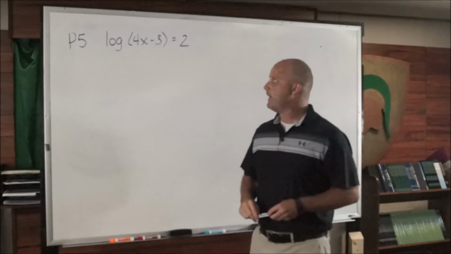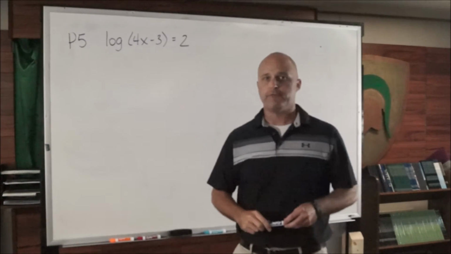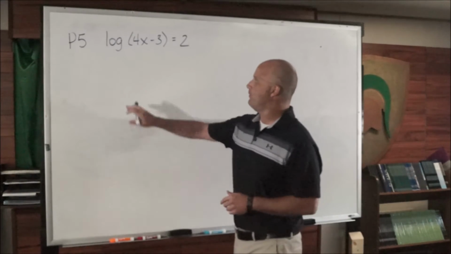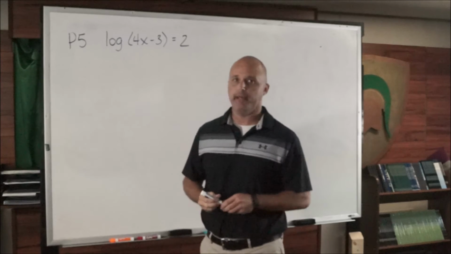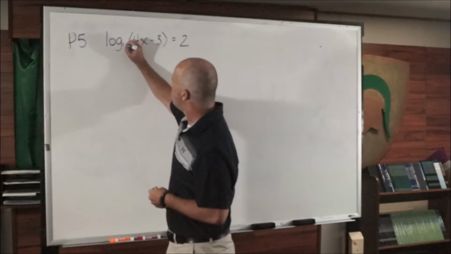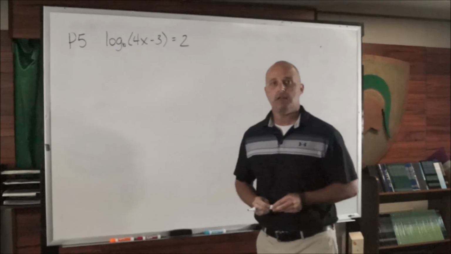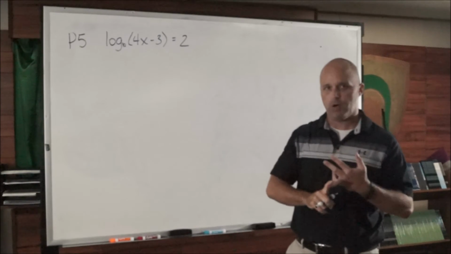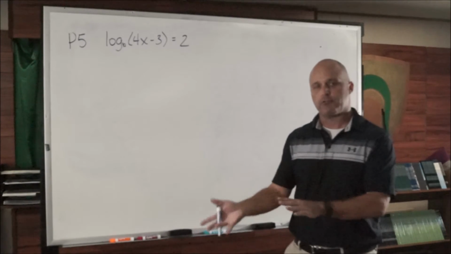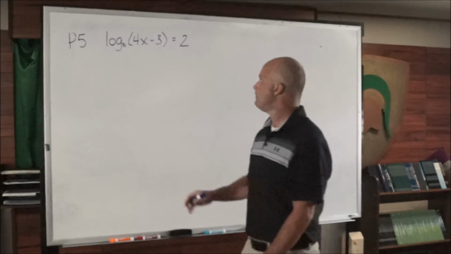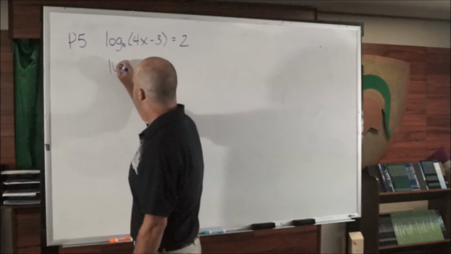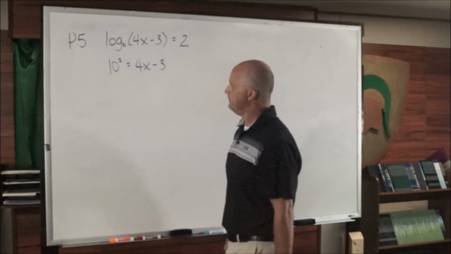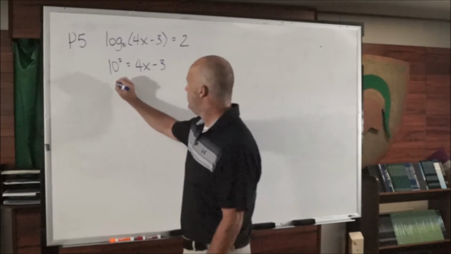For problem number 5, we're going to find the solution of log of 4x minus 3 equals 2. So remember that anytime that we have a log with no base, we know that base is assumed to be 10. So once we've got this, we now have a base, we have an x, and we have a y. So we can take it and transform it into exponential form. So we're going to get 10 to the second equals 4x minus 3. 10 to the second is 100.